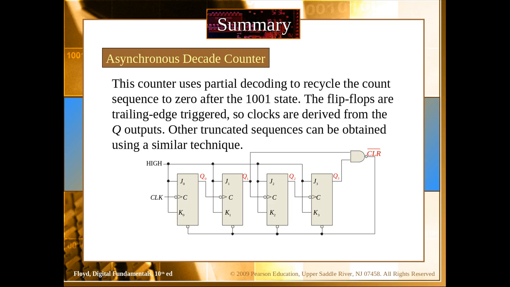We can obtain any truncated sequence based on this approach. For example, if you want to use this 4-bit counter to count from 0 to 11, then you'd have to reset after you reach the binary equivalent of the number 11, and so on. And so you can again use a NAND gate, you can get the inputs from all the outputs where the output is high or 1, such that this produces a low output or 0 output, which would clear all the outputs as well.